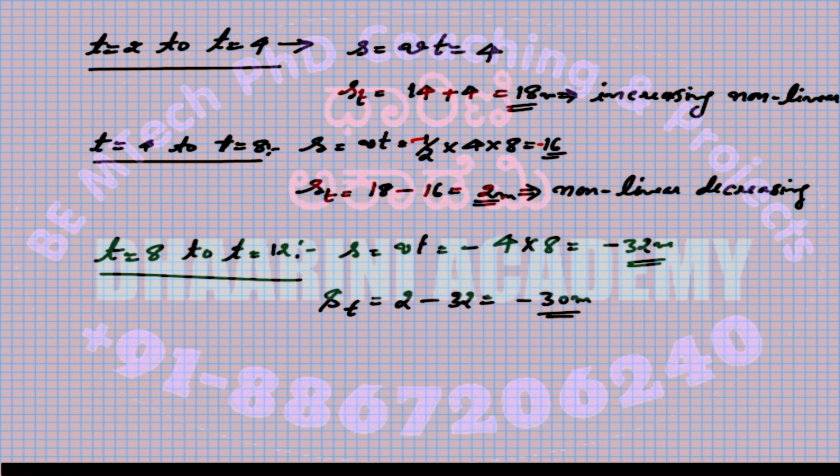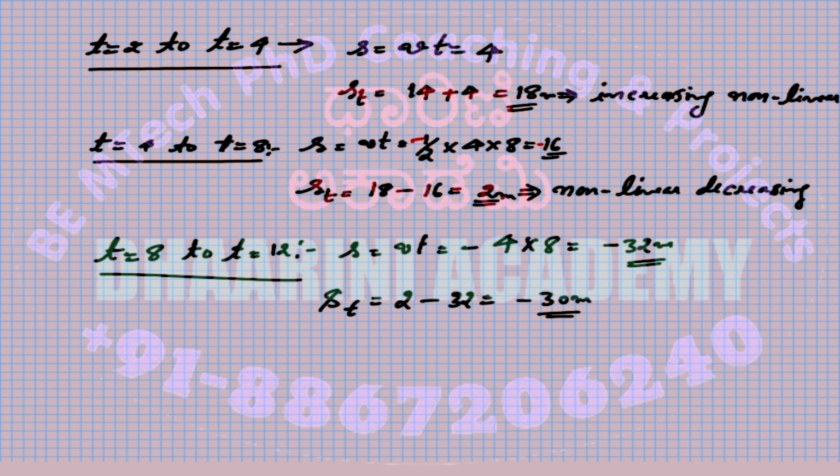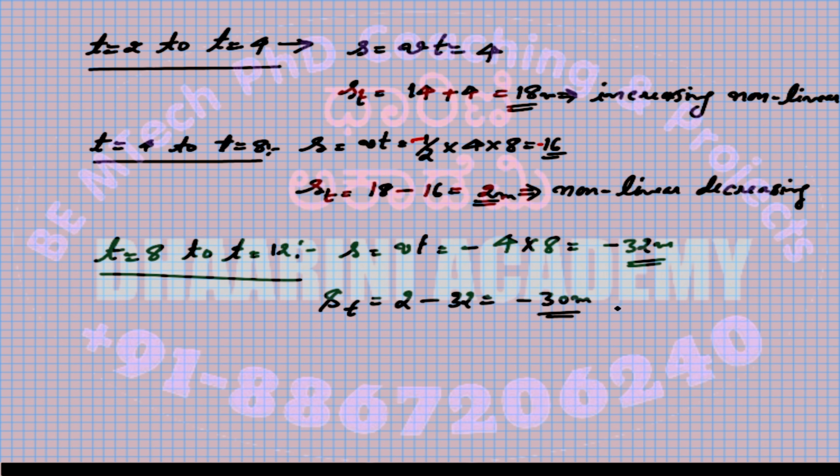Not a straight line. Okay, but now you see this 8 to 12 velocity is constant, right? So velocity is constant means even the displacement will be a constant. You can refer back to the graphs we had written earlier, where you will find that this motion is linear and decreasing. So 2 to minus 30, it's a straight line on the ST graph.